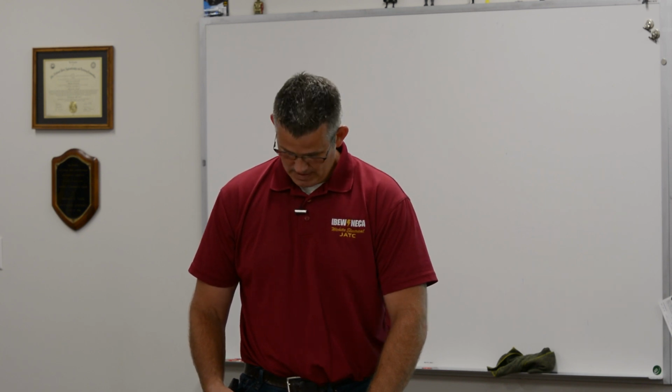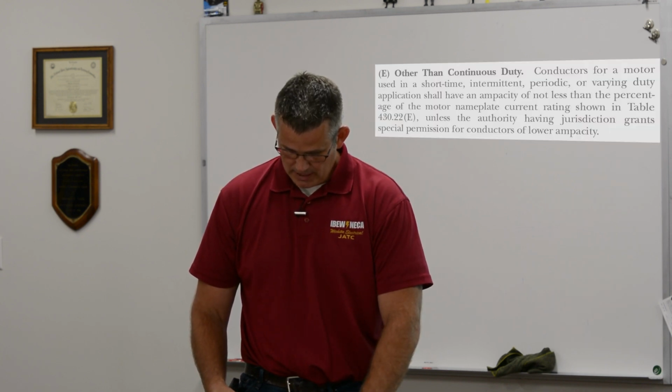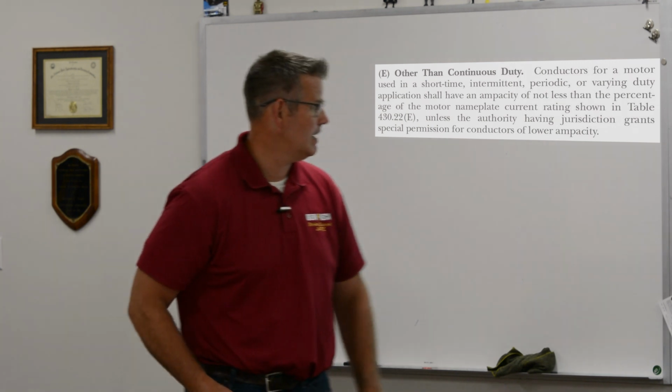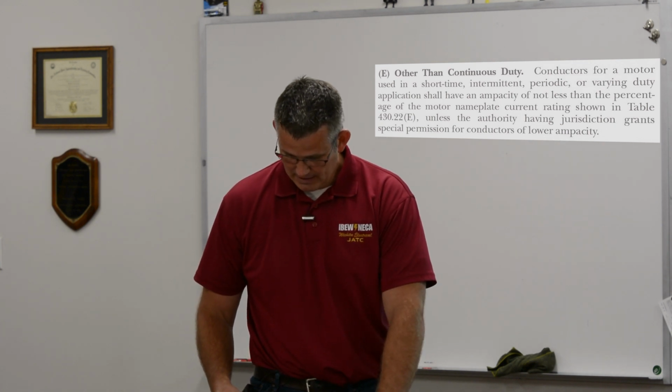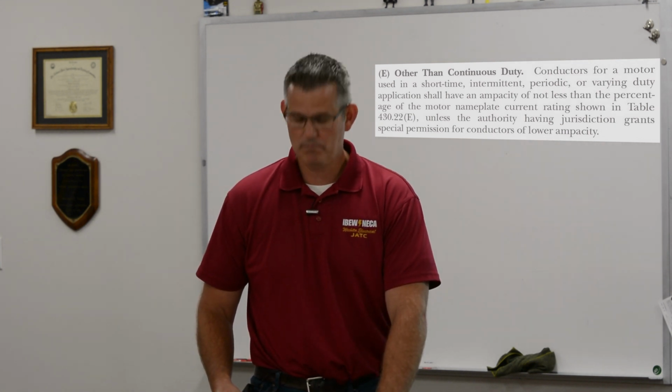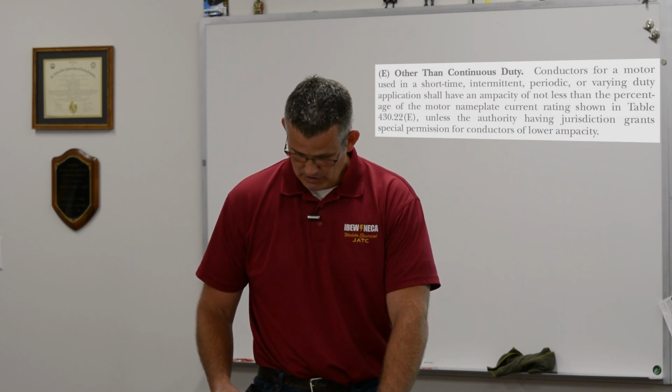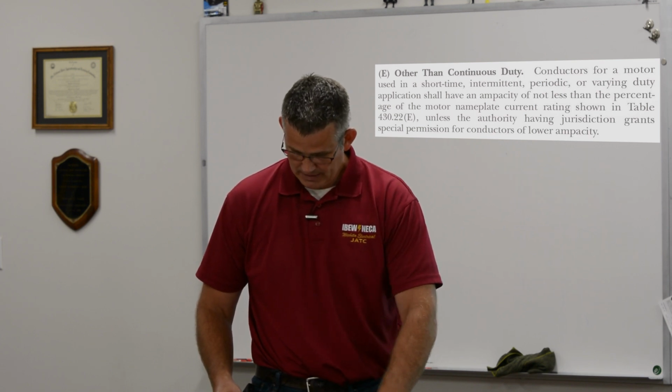Do you see that? So, okay, we're going to look at A, direct current, B, multi-speed, C, Y delta, D, part winding, E, other than continuous duty. You guys there? All right. Conductors for motor used in short time, intermittent, periodic, or varying. Oh, that's what's in the question, right? Varying duty applications have an ampacity not less than the percentage of motor nameplate current shown in table 430.22(E).